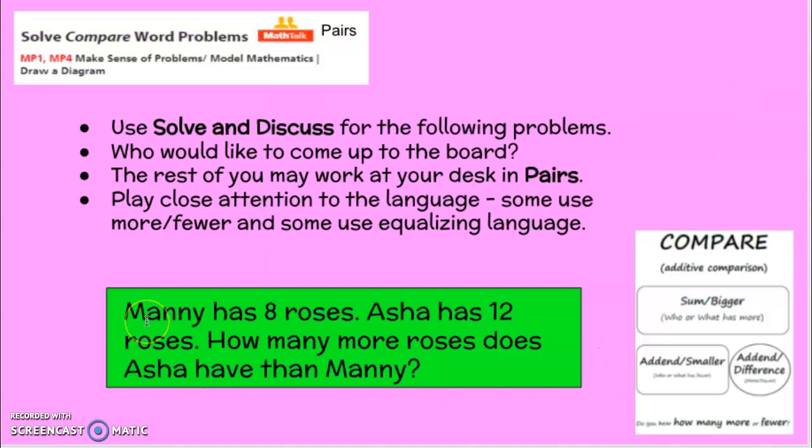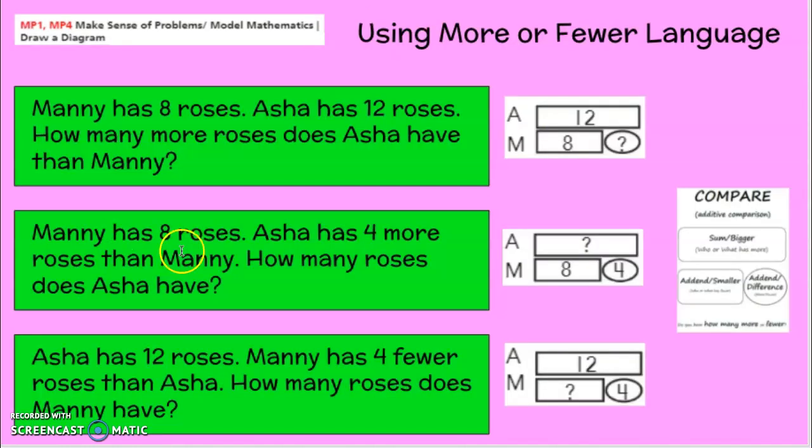Manny has 8 roses. Asha has 12 roses. How many more roses does Asha have than Manny? So pay close attention to the language. Some use more or fewer, and some use equalizing language, like how many more. So this one says how many more. Let's look at some other problems that might have different language.